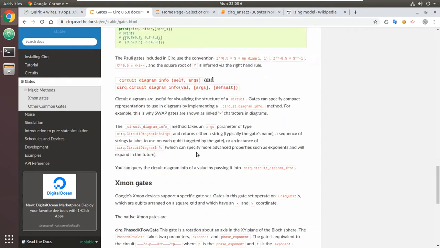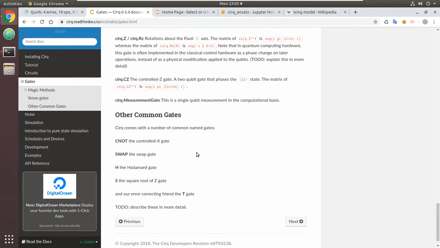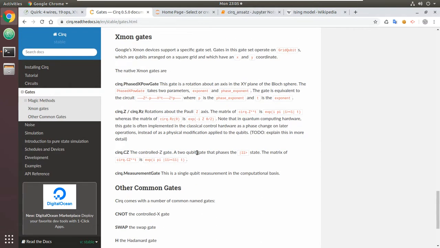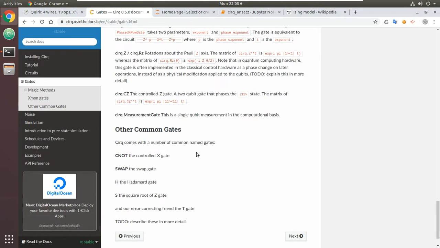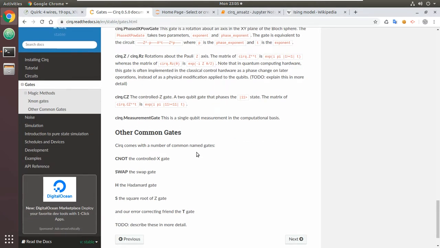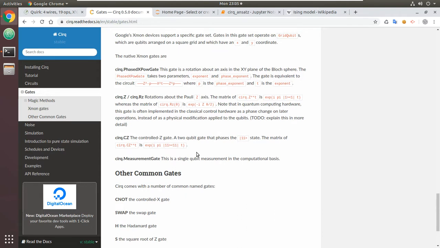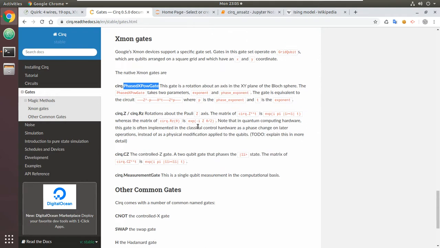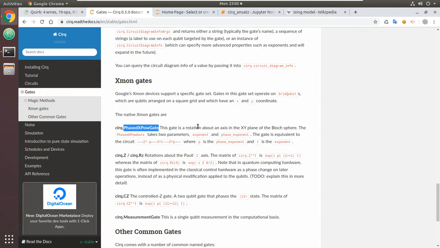Gates, X1 gates, H gate, C naught, let's control that gate. Oh wait a second. Oh no, phased X power gate. That's something else. X pow.